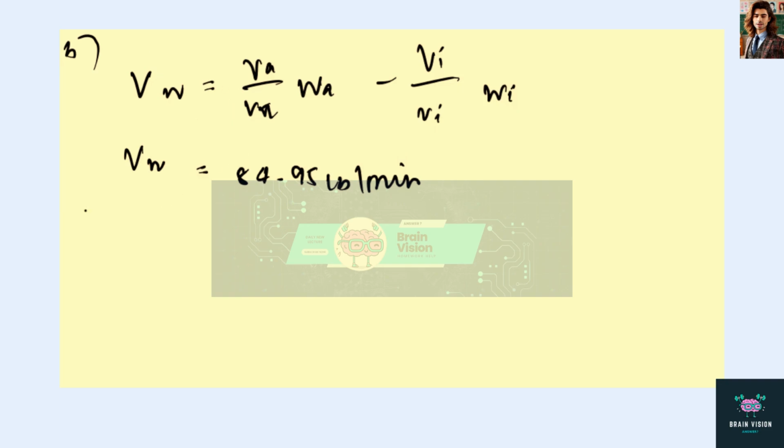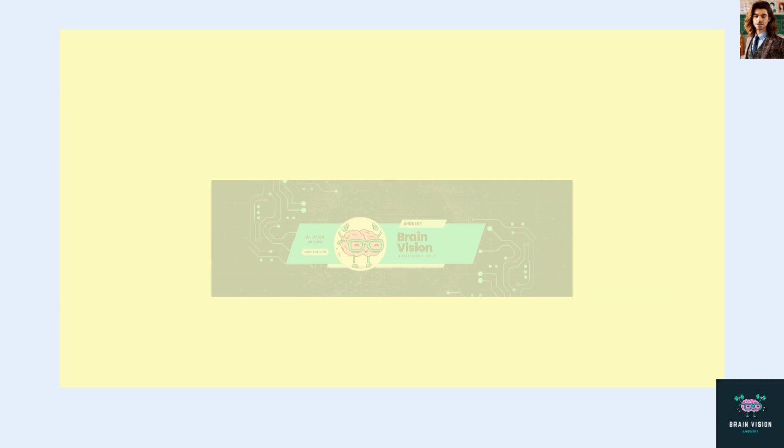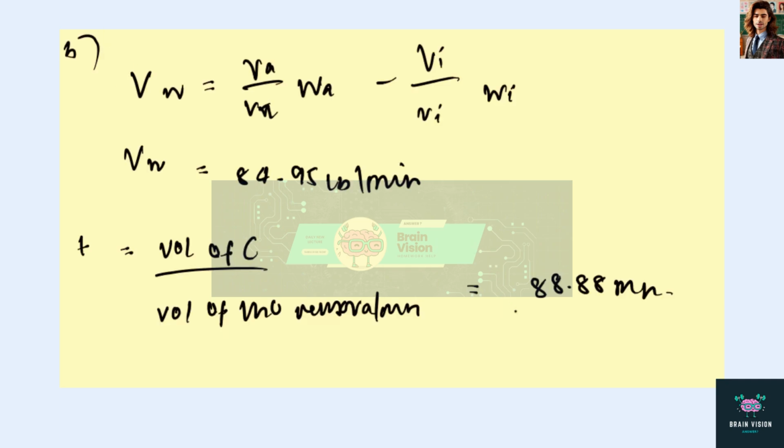So we can calculate the time next. So we have T is equal to volume of cistern divided by volume of H2O removal per minute. That is 88.88 minutes. And then we can convert 88.88 minutes into hours. We have 1.48 hours.